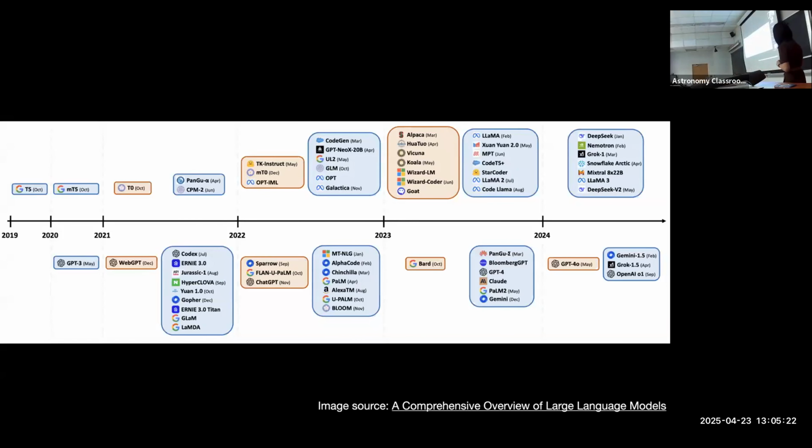So the progress of large language models in the past few years has been astonishing. We went from just one model-ish in 2019 to basically a different model every month.